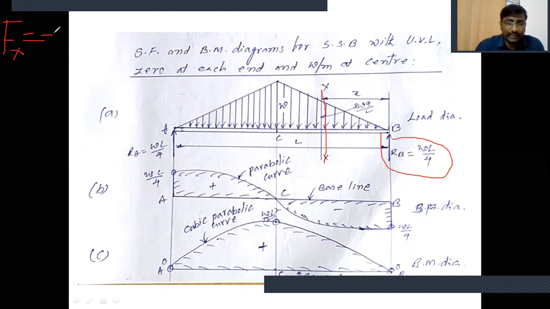Our sign convention on the right side is negative. RB means WL by 4, so therefore minus WL by 4, which is the upward direction. Plus this load, which is always acting in the downward direction. That's why I'm taking plus.